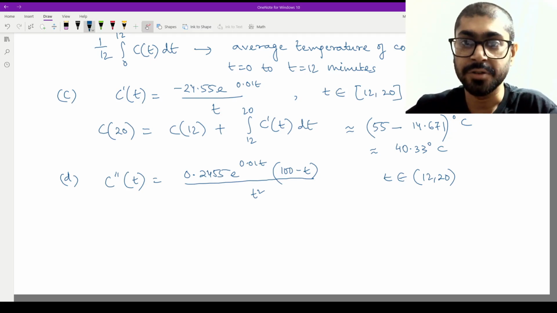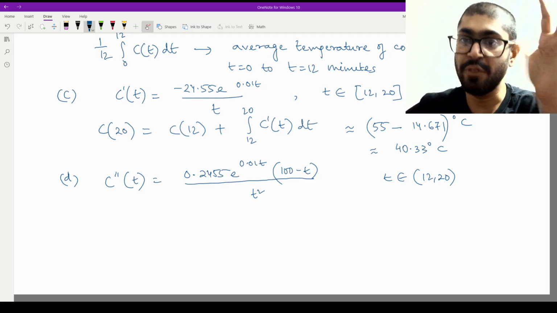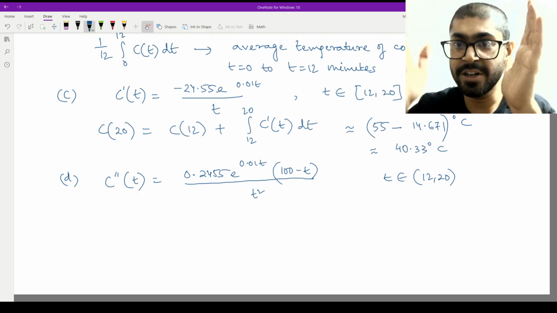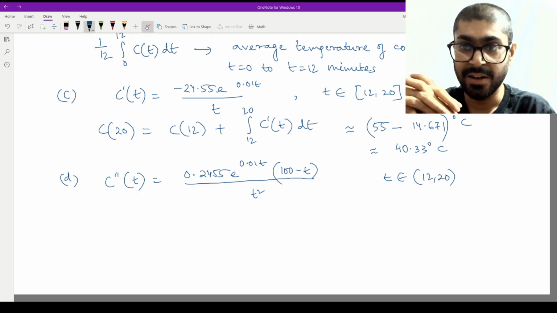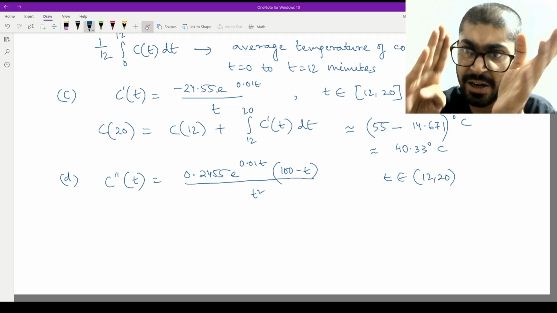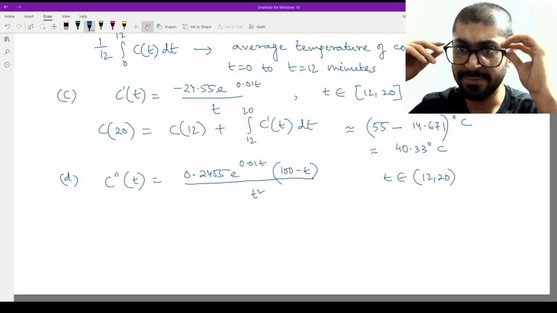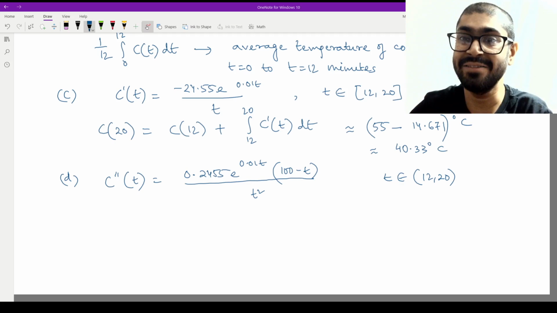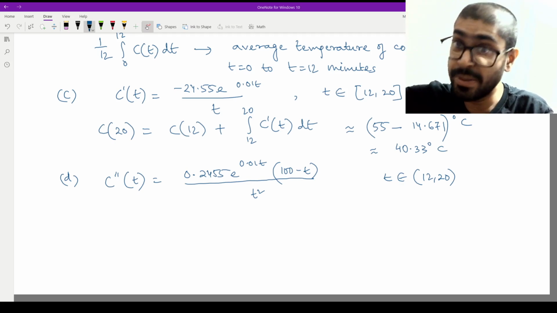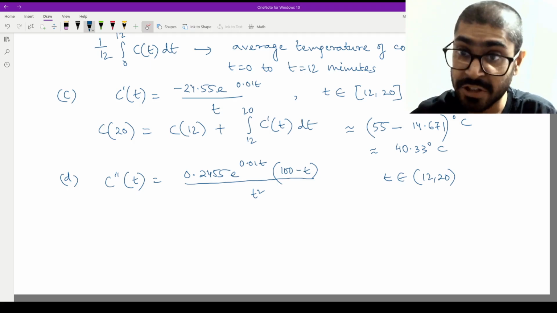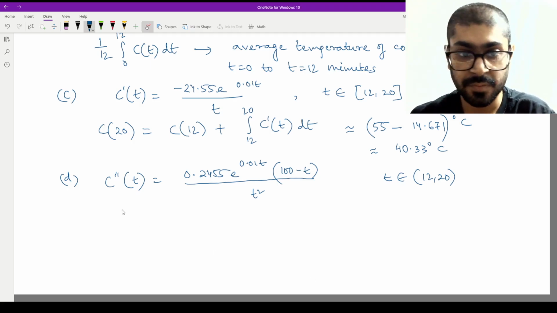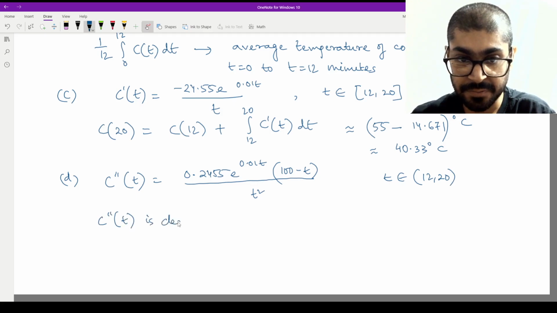All right. So as you can see, 0.2455 is positive. The exponential function will always be positive. 100 minus t is positive for t in (12, 20) and everything between it. 100 minus t will only be negative if t is beyond 100, right? And t squared is always positive. So C dash t is clearly positive.